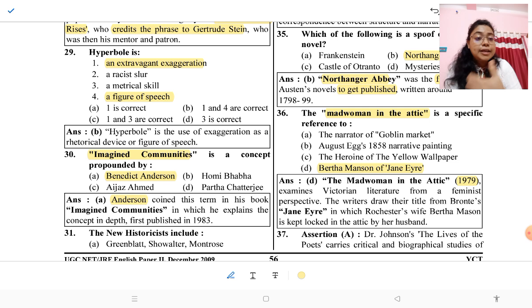So it gives you a feminist perspective. The writers draw their title from Bronte's Jane Eyre, in which Rochester's wife Bertha Mason is kept locked in the attic by her husband. So here they tried to ask why the character Bertha Mason is kept in the attic. Why? What is her fault? So here she tried to write this work, and she took this character's suggestion.